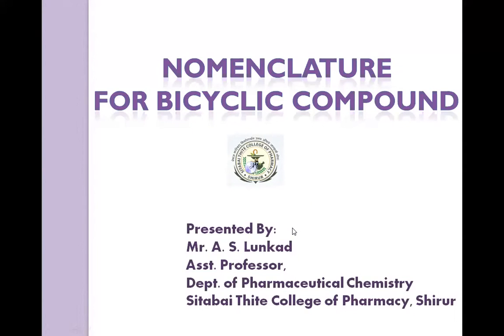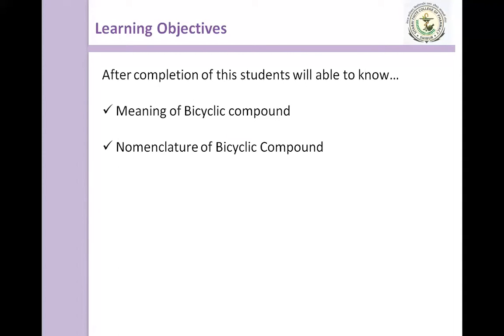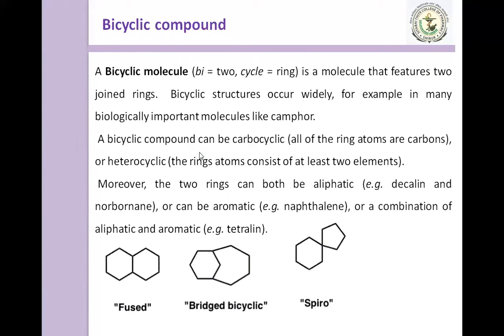So today's topic is nomenclature for bicyclic compounds. After completion of this presentation, you will be able to know the meaning of bicyclic compound and its nomenclature. So we begin with what is a bicyclic compound. Bicyclic, we split this word: bi means two and cycle means ring. So a bicyclic molecule is a molecule that has two rings joined.